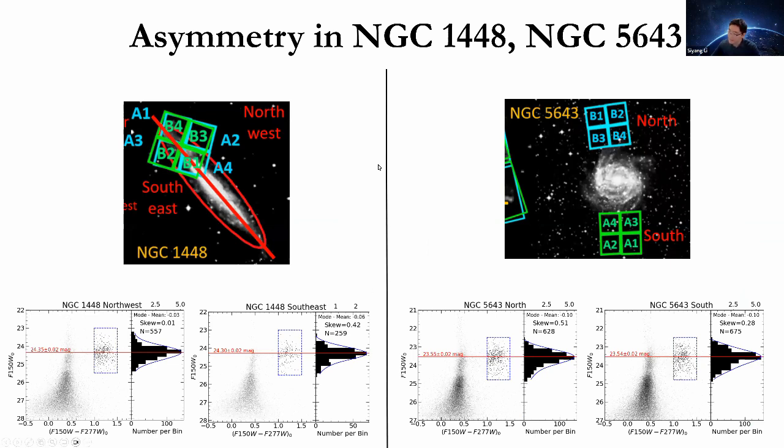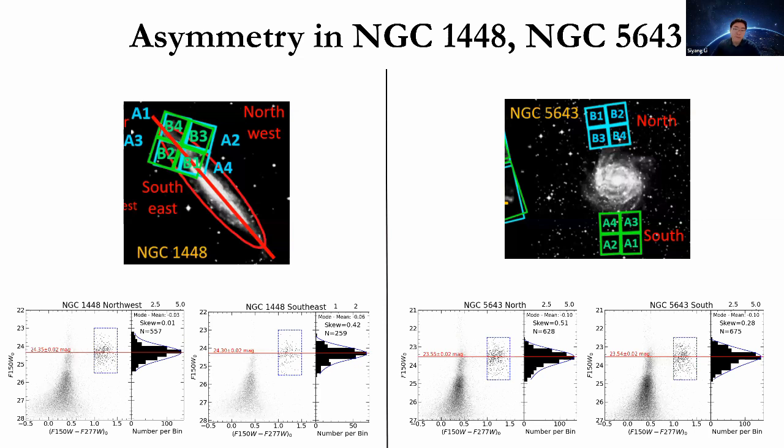So we repeated this test using NGC 1448 and 5643. I show 1448 here on the left, and then 5643 here on the right. In this case, we tried our best to separate the fields so that there's some degree of axis of symmetry to make this comparison with. For 1448, we draw a line through the center of the galaxy and define a northwest and southeast field, plot the color magnitude diagrams and luminosity functions here on the bottom, and we can see immediately that the mode JGBs at least are not consistent across the galaxy.